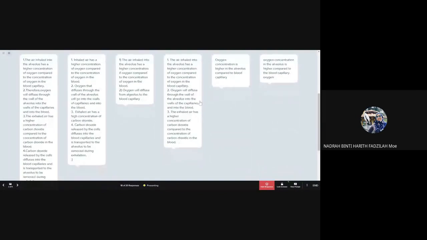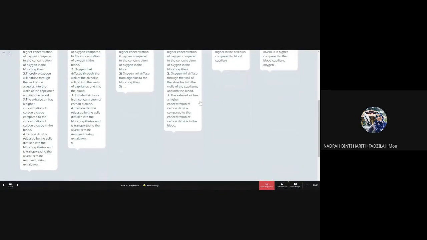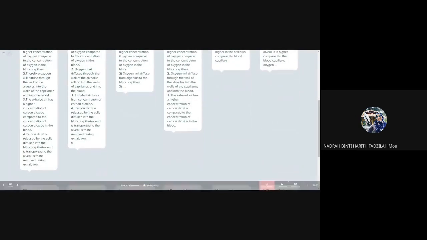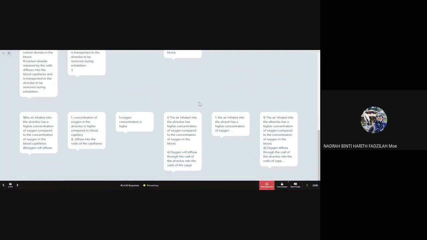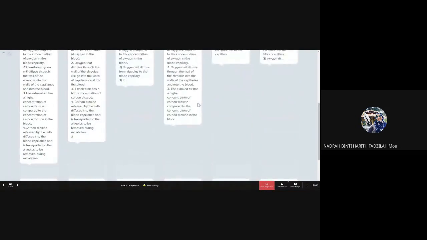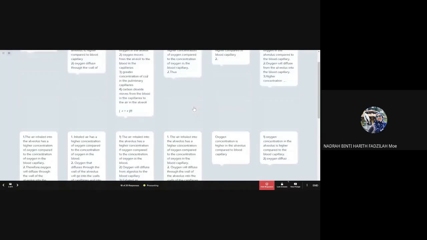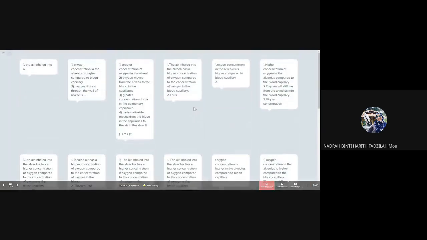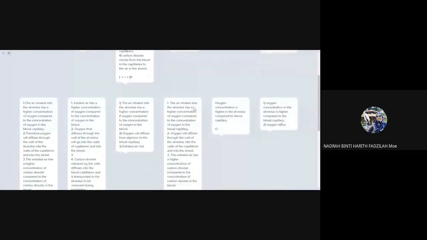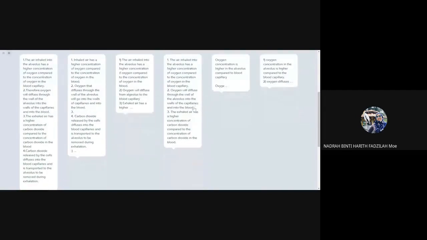Bagus ni dia tulis diffuse through the walls of capillary into the blood. Bagusnya. Dia memang detail lah. Okay. For this part, I just wanted to assess whether you get the basic principles of gaseous exchange or not.